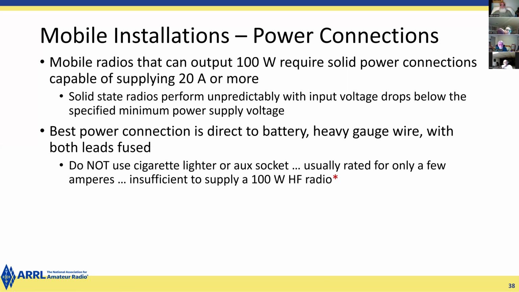There are a couple of reasons for this. One is that the wiring in your car that goes to the cigarette lighter may be thin enough that there's a significant voltage drop, just from the resistance of those wires. And you don't want that. If the voltage at your transceiver goes below about 10 volts or so, it's going to do unpredictable things.